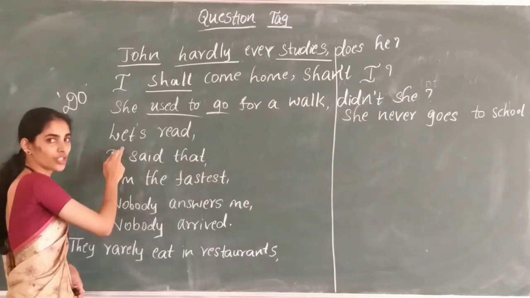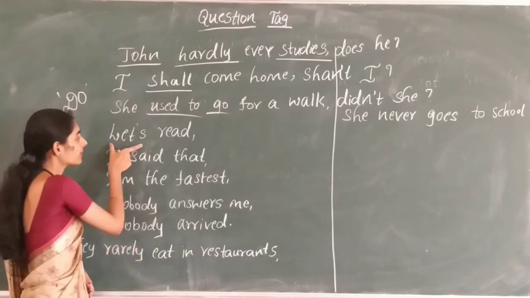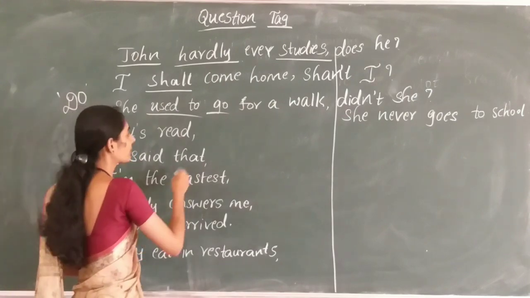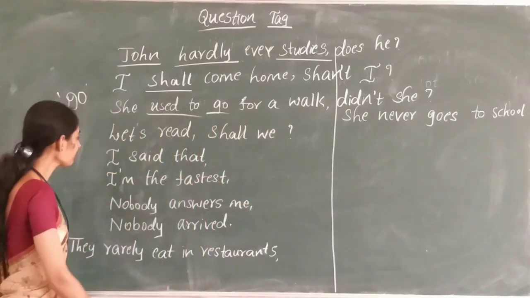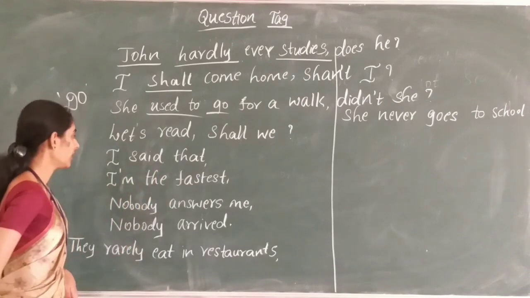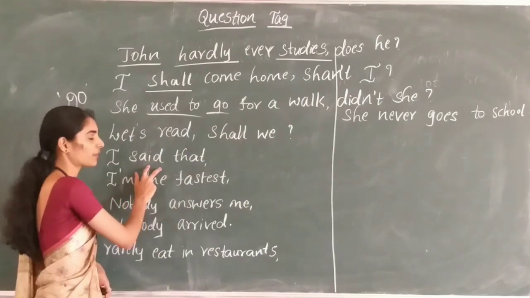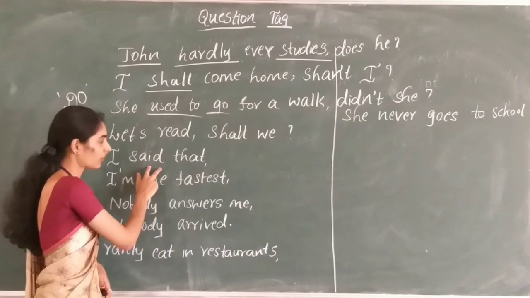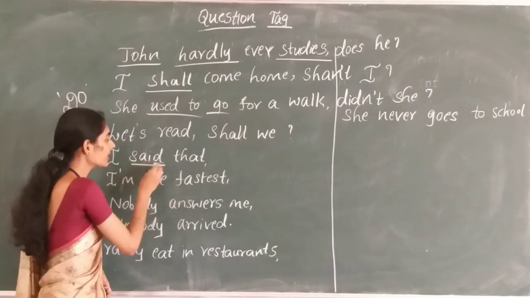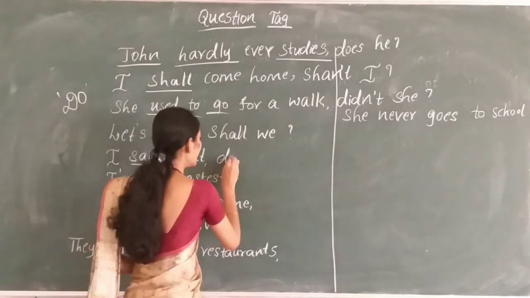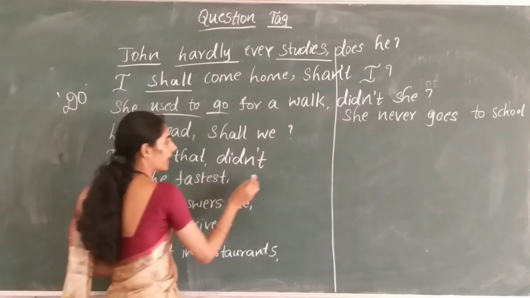Now look at the next one. Let's read. Which kind of sentence is it, for the question tag? That is imperative. Whenever the sentence begins with let's, it takes shall we. So let's read, shall we? Now look at the next one. I said that. Is this sentence positive or negative? This is a positive sentence because we don't find any negative or semi-negative words, which means the tag must be negative. Here the verb is said, which means you have to write did, and you have to add n't. Didn't, and the personal pronoun here is I. So didn't I?